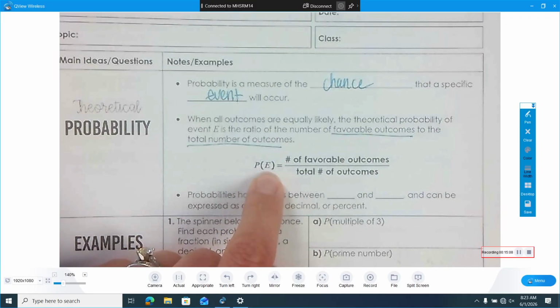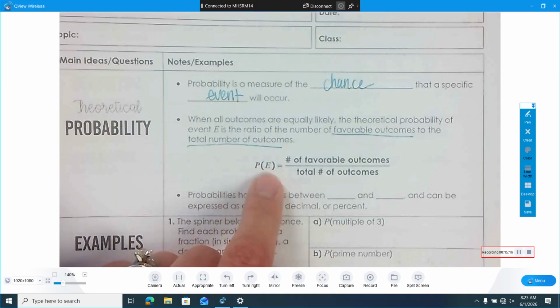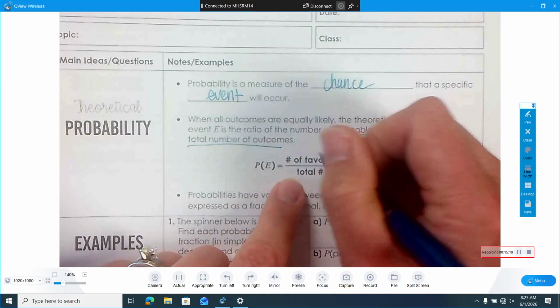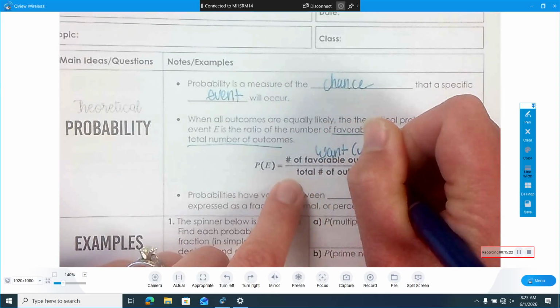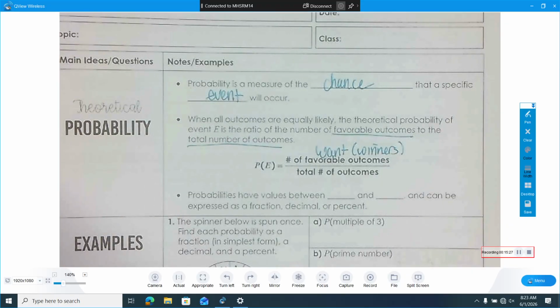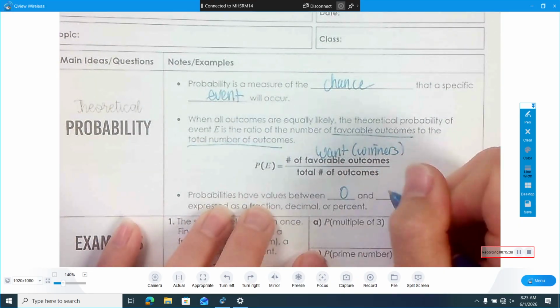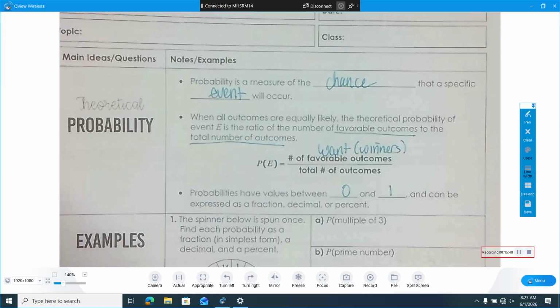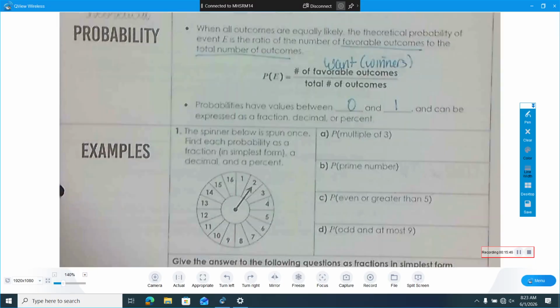All right, usually we specify like a red card on a standard deck of cards, something like probability of getting a red or probability of getting a blue. Probability of some event happening is what we want, which I typically call winners. All right, the thing that we're looking for, we want to win. So what do we want? What are the winners? Over the total possible outcomes, which is what we just figured out when we did a bunch of multiplying, okay? Probabilities have values between 0 and 1 and can be expressed as a fraction, decimal, or percent, so you are going to have to read carefully on Delta Math.